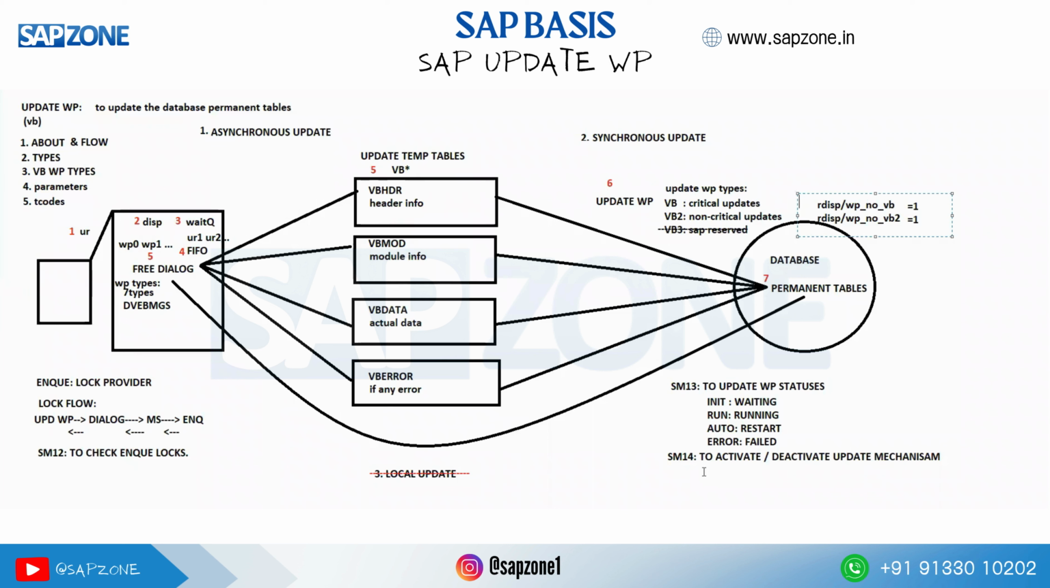rdisp/vb_stop_active. Yeah, one more parameter. rdisp/vb_stop_active is equal to, the default value is 1. If you keep it 0, it means you are deactivating. To deactivate 0, to activate it should be 1. 1 is the recommended or default one. Okay, so coming to the next, parameters are done.